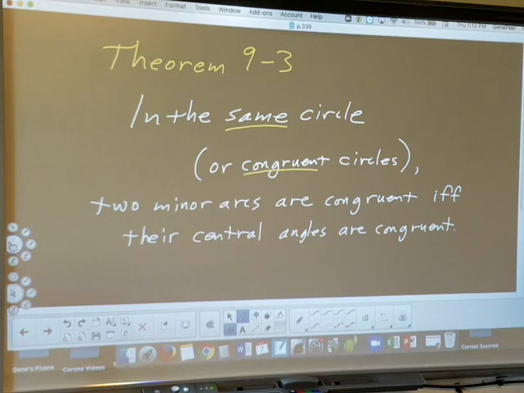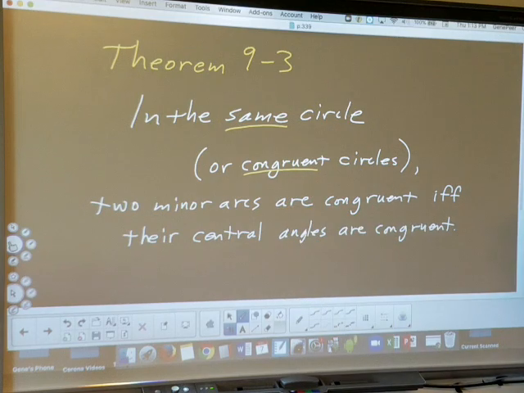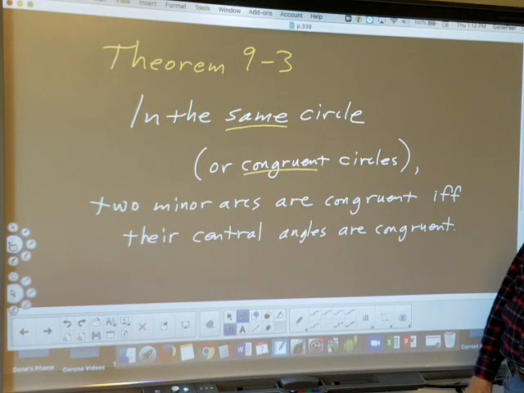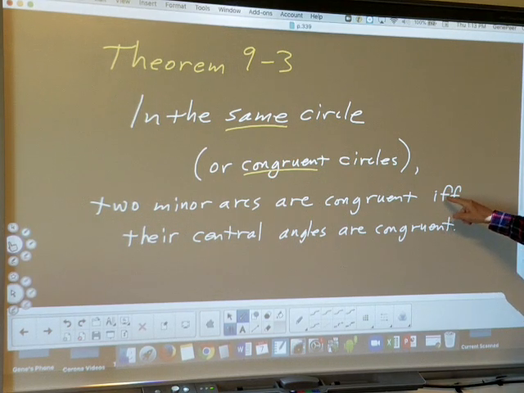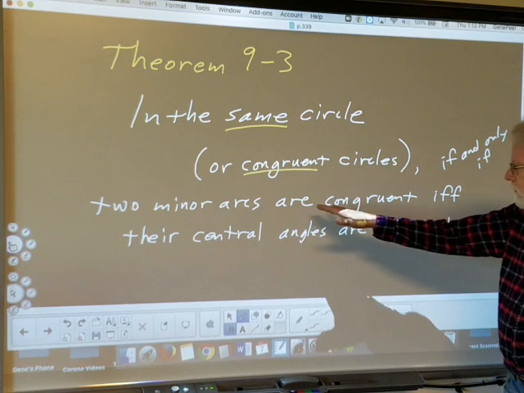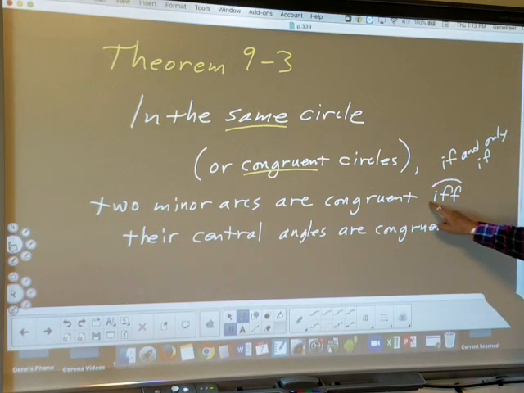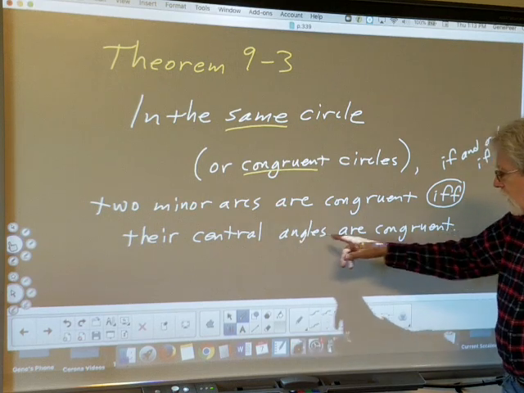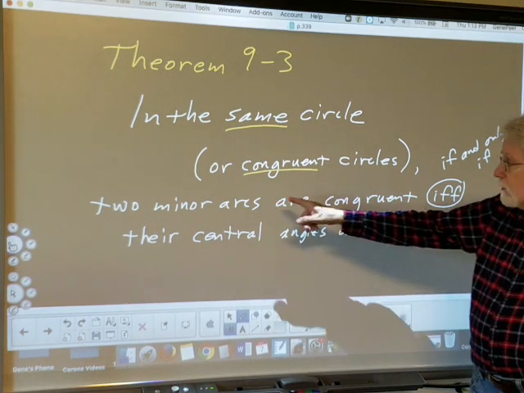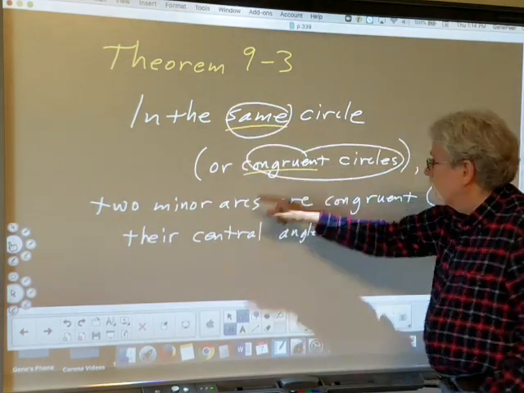Theorem 9.3. In the same circle, or in congruent circles, two minor arcs are congruent IFF. What's that IFF mean? Yes, you remember this from back in chapter, I don't recall what chapter it was. IFF is a symbol that we can use for if and only if. It makes it a biconditional. Two minor arcs are congruent if and only if their central angles are congruent. Or because it's a biconditional, we could say it the other way around. Two central angles are congruent if and only if their minor arcs are congruent. As long as you're on the same circle or on congruent circles.